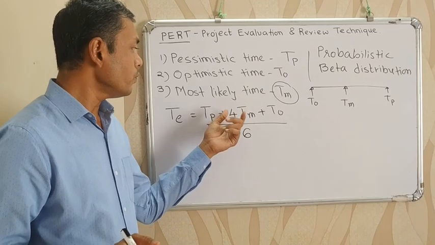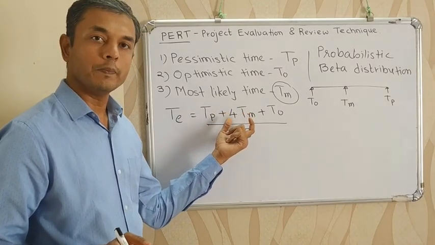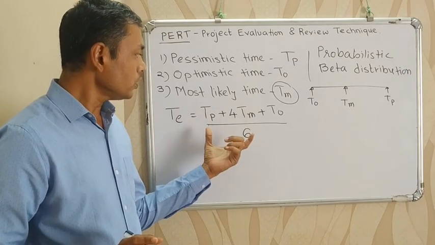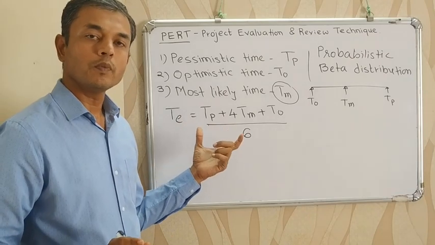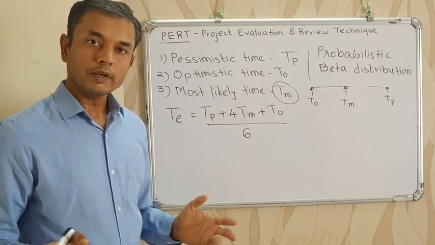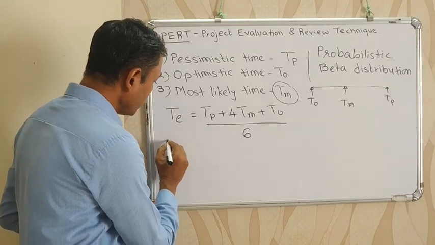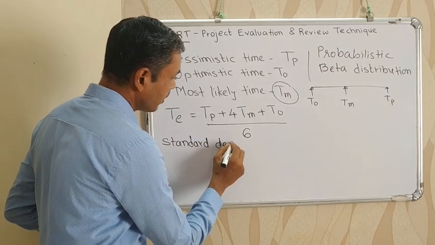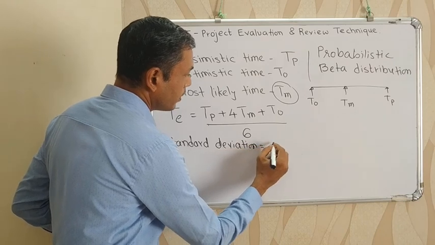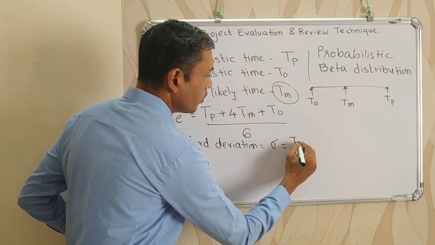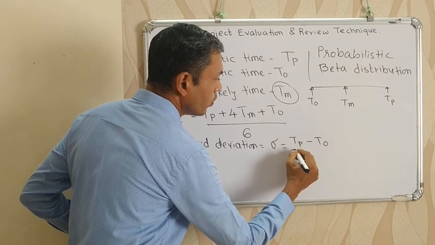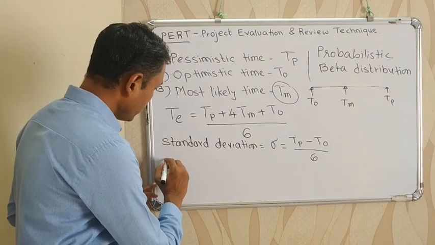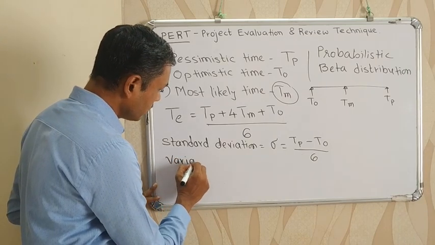So here we give 4 times weightage to the most likely time. So it is around 66% weightage to the most likely time. So through this equation we can calculate the estimated time for an activity. Clear? Another, we can calculate the standard deviation. Sigma is equal to TP minus TO divided by 6, and variance is calculated as it is a square of standard deviation.